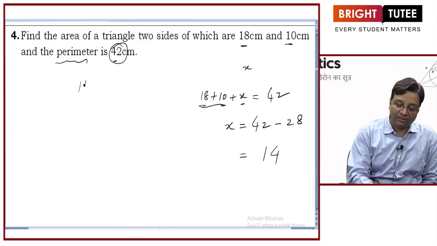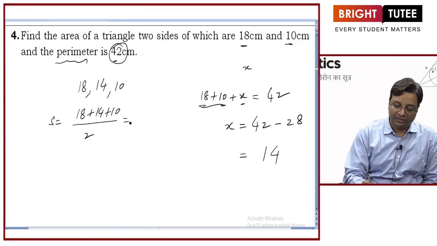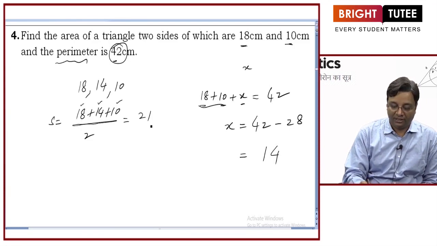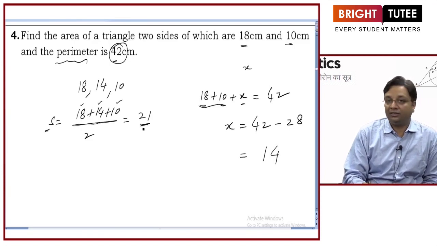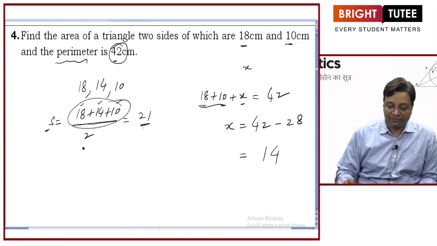Now I have got all the dimensions, 18, 14, 10. First thing, I will find semi perimeter by adding all these and dividing by 2. Okay. So it is equal to 21. What I have done is I have taken 9 plus 7, that is 16, plus 5, 21, because I need the halves of these sides. So anyways, semi perimeter is 21. If you add these, you will get 42. So 42 divided by 2 is 21.